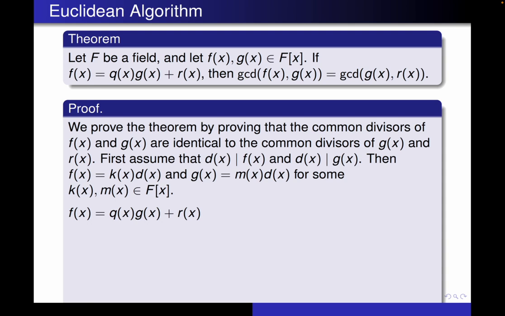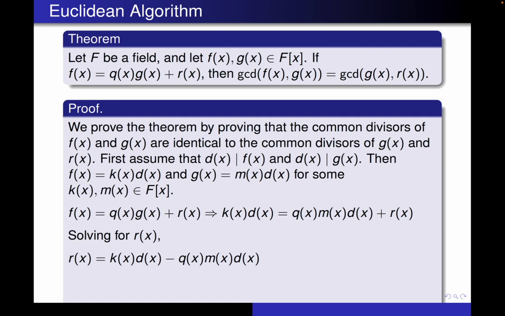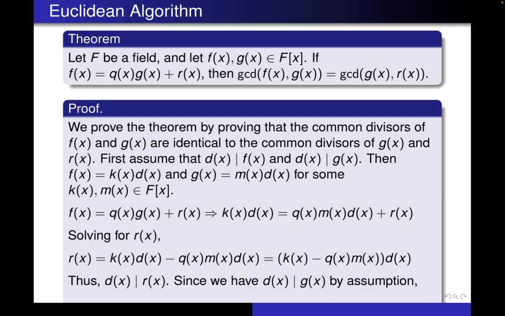Our f(x) is equal to q(x) g(x) plus r(x). Right, that is by assumption. And if we plug in what we know about f(x) and g(x) in terms of d(x), we get k(x) d(x) equals q(x) m(x) d(x) plus r(x). We put all the d(x) stuff on one side. We're going to solve for r(x). That enables us to factor out d(x). And then that equation allows us to say that d(x) divides evenly into r(x). Since we already had d(x) divides g(x), that was part of our assumptions, that means that d(x) is a common divisor of g(x) and r(x).